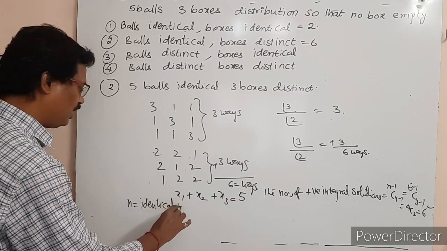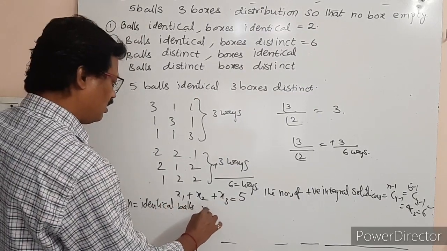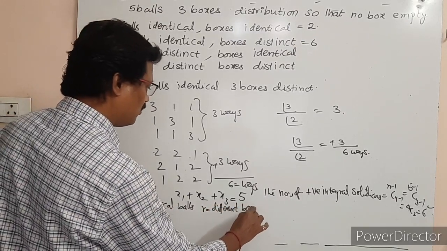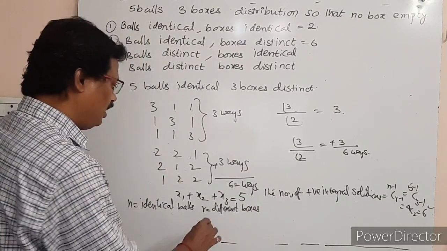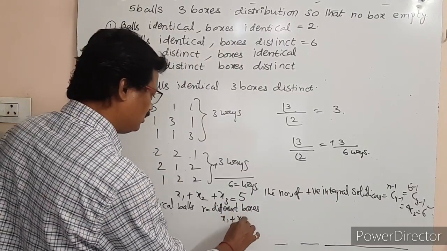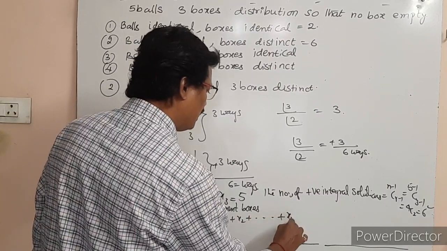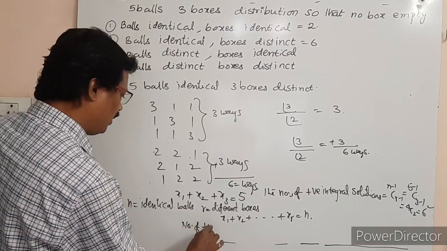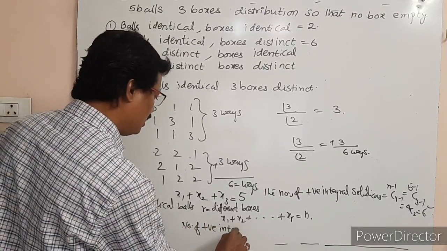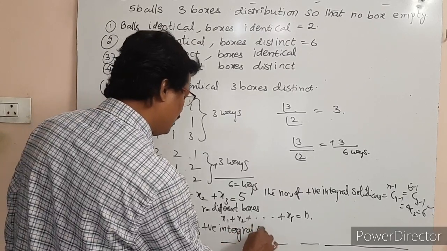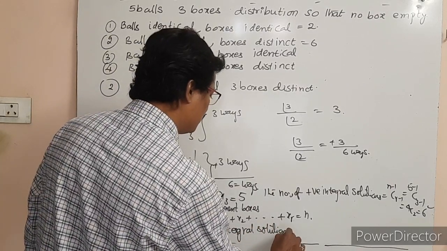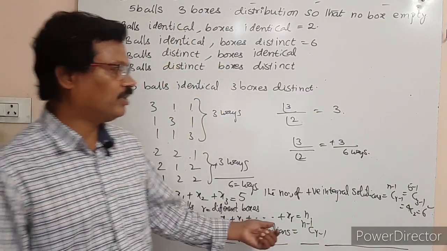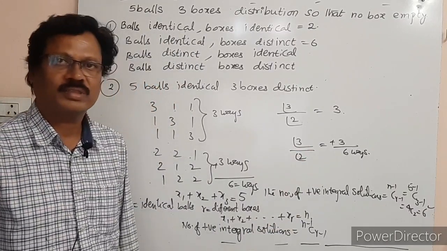Therefore, for n identical balls into r different boxes, we can apply the number of positive integral solutions, which is n minus 1 C r minus 1. By applying this formula, we can find the solution for this.